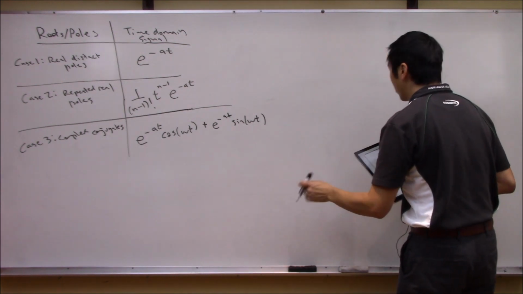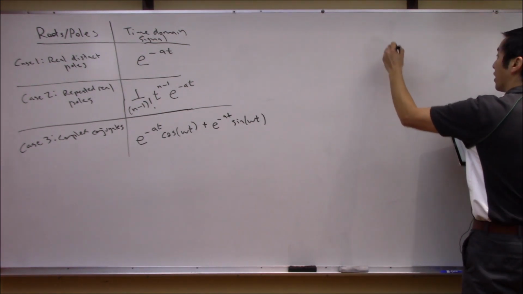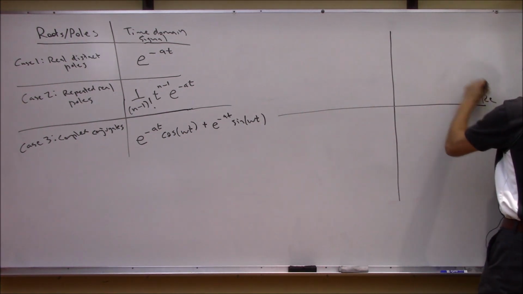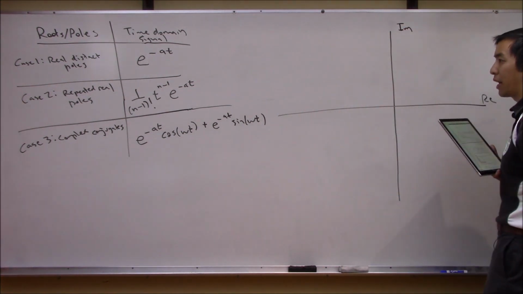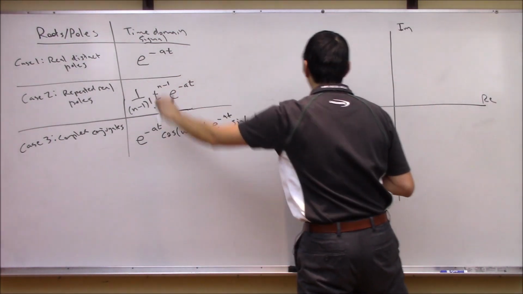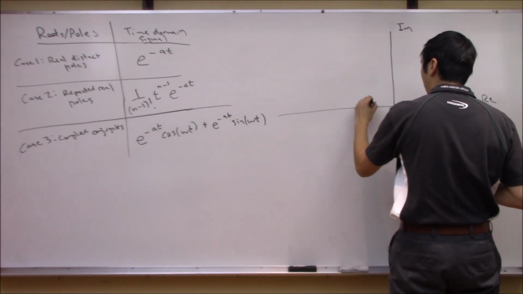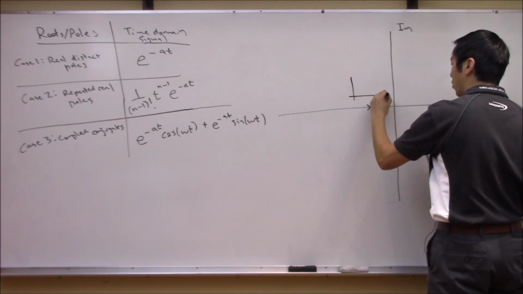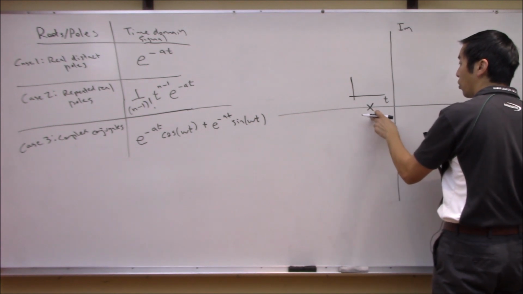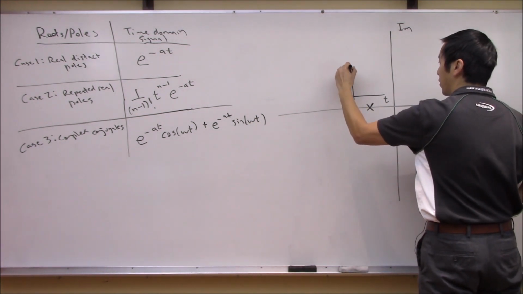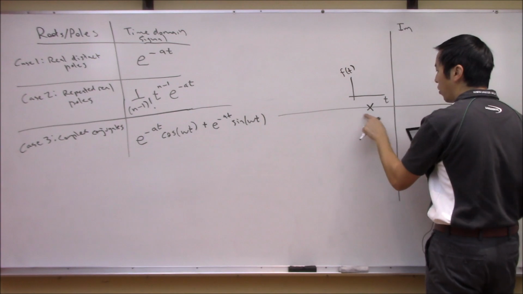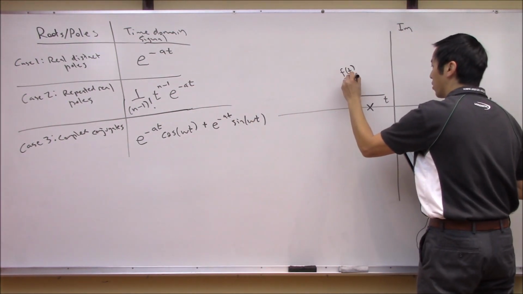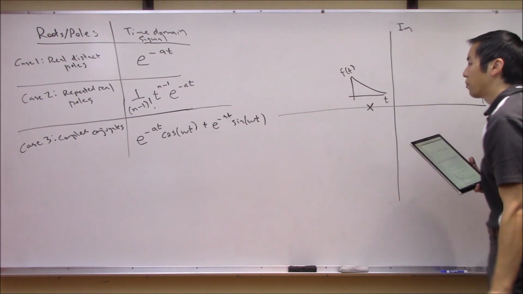So maybe over on this side of the board, let's draw a big real imaginary axis, a big complex plane, okay? Let's start talking about case 1. If you had a pole right here, I want to draw what the corresponding signal associated with this pole looks like in the time domain. So here's my f of t. We saw that if you're sitting out here, this looks like e to the minus at. So this thing is going to look like this.